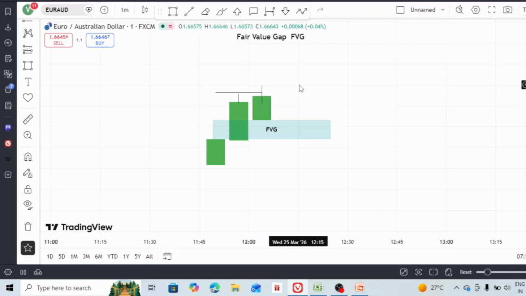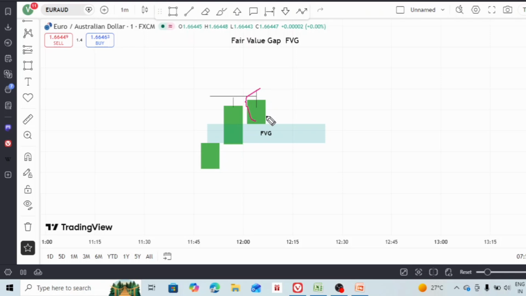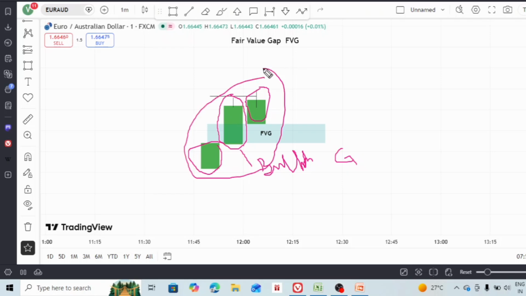Let me also tell you about this candle. If you look at the candle here, its size and color don't matter, and even this candle's size and color don't matter, but this middle candle should be the expansion candle, and it should be a bullish candle. Bullish means it should be a green candle for the bullish fair value gap. So this is the bullish fair value gap, meaning uptrend.